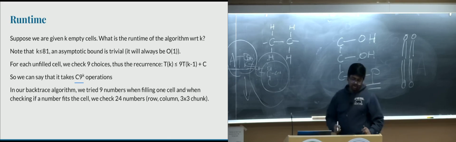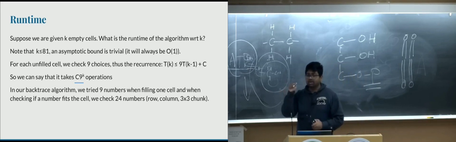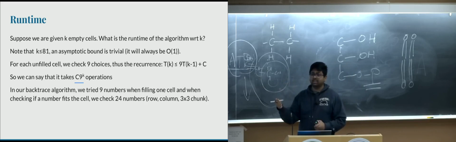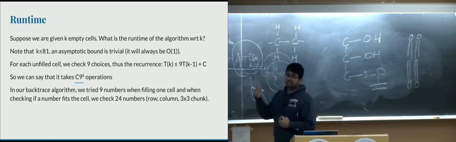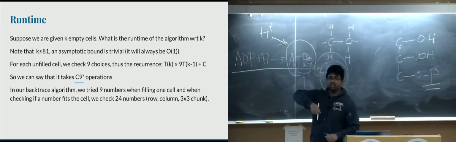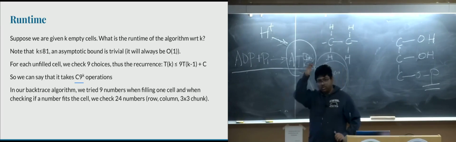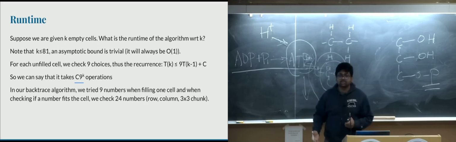And in our backtrack algorithm, for every empty cell, how many cells do we check to see if it is consistent? We check the row, column, and the grid. So how many indexes are these? How many cells are these? It will be 24, right? 8 horizontally, 8 vertically, and 8 in that small grid. So for every cell, it's 24. That's a constant number of operations to check if it's a valid thing. Make sense?